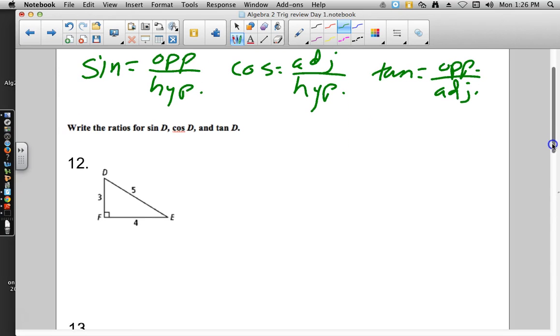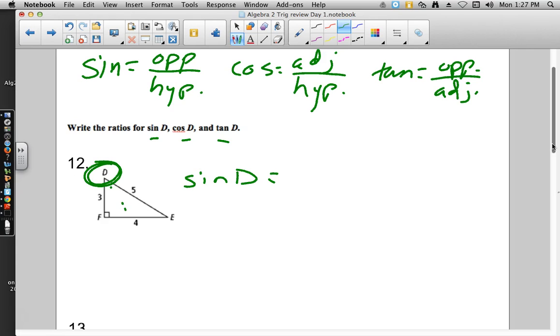So as we go down to the next example, it says we want all of those trig functions for D. So I'm going to go ahead and circle D. And now what I need to do is just go through and say, okay, the sine of D, that's opposite over hypotenuse. Cosine is adjacent over hypotenuse. Tangent is opposite over adjacent. I'm just going to label all these sides, and then I can find all of those things.